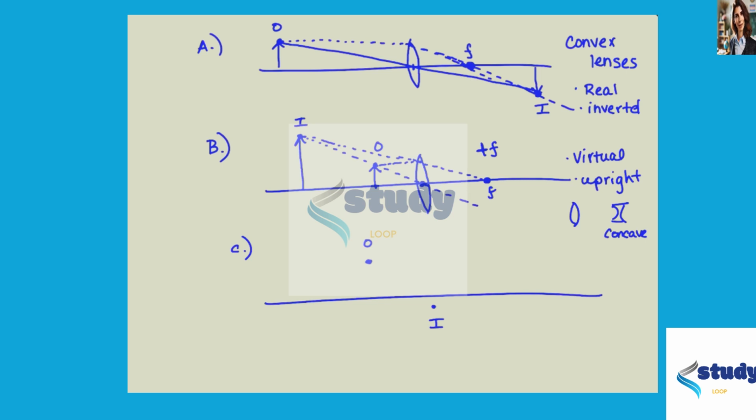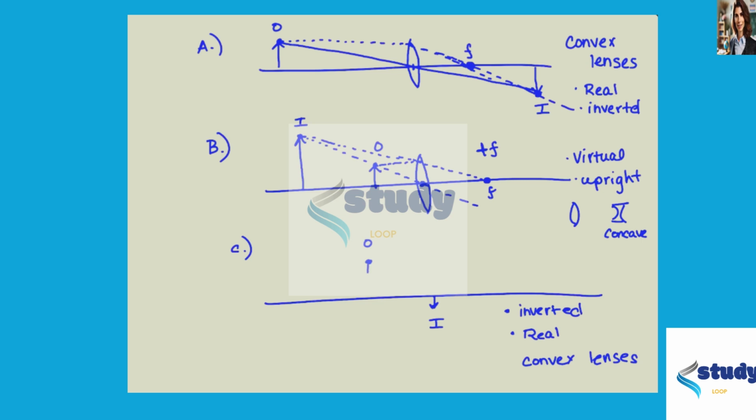For part C, again, you can see that it is clearly upside down. So this is inverted. So inverted images with only one lens are created by convex lenses. So all three of these situations are convex lenses. It is inverted, which tells us it's also real. And again, concave lenses cannot produce real images, so I know it's a convex.